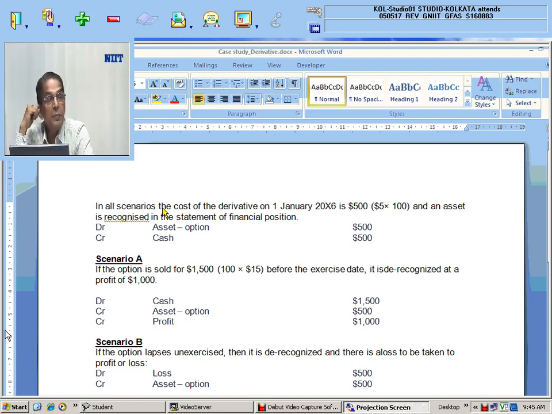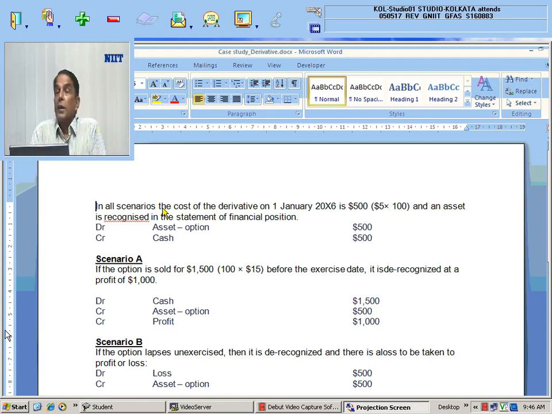So that will be the accounting treatment, and the option is sold at a profit before the exercise date. The same accounting treatment will also apply even if the option is sold at a loss before the exercise date.